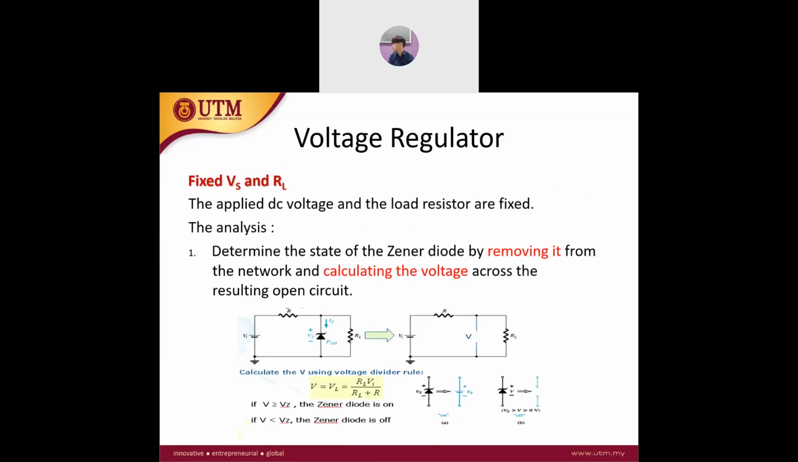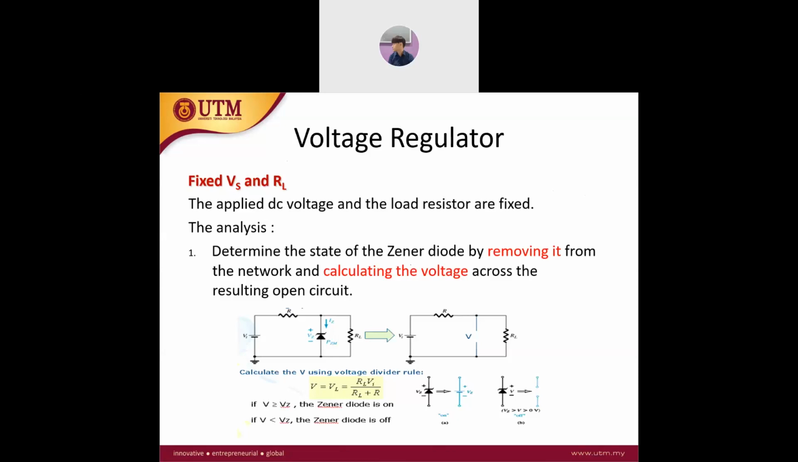Next, we're going to go to this voltage regulator, the first part of it. We fix the Vs and RL, meaning there are no changes in the load section. The applied voltage and resistance are fixed, so this one is we fix Vs and RL, not changing.